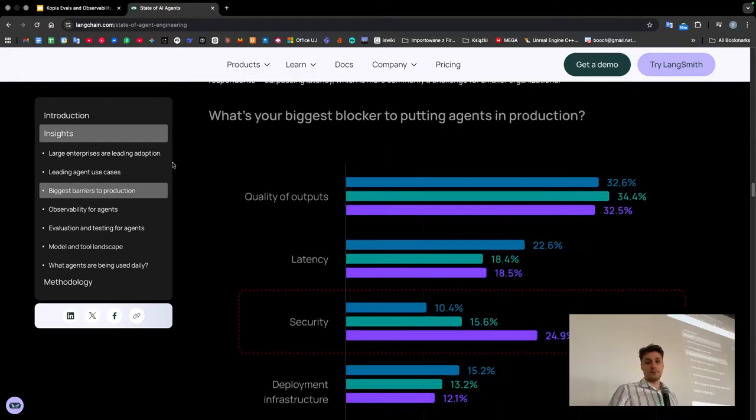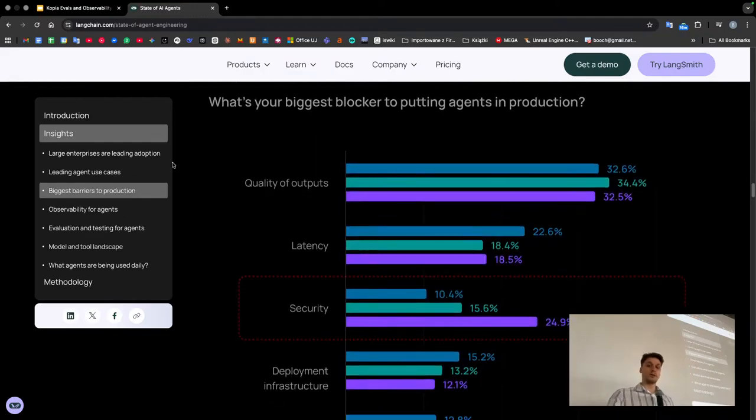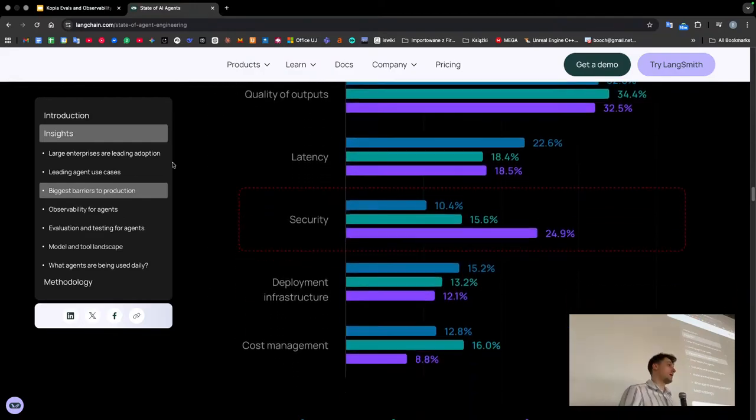Okay, let's go next. The next biggest blocker to putting agents into production is security, and we see that it's also increasing. In the previous batch it wasn't even counted. For now it's really important. For example, you probably also know ClawdBot or OpenClaw.